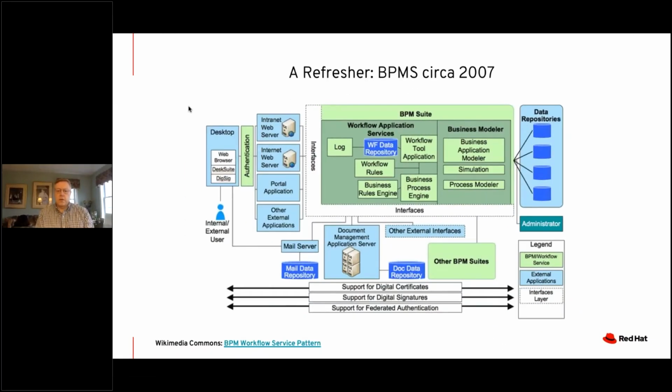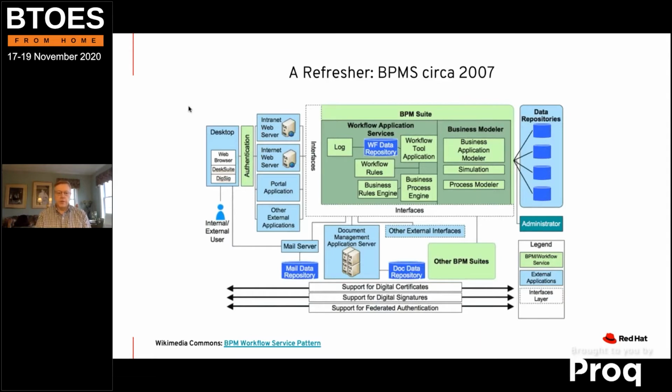I thought what I'd start off with is just a quick refresher on BPM as it started out, or at least as it began to mature. I found this diagram on Wikipedia. It was published in 2007, and it's an illustration of the main components of a business process management system.